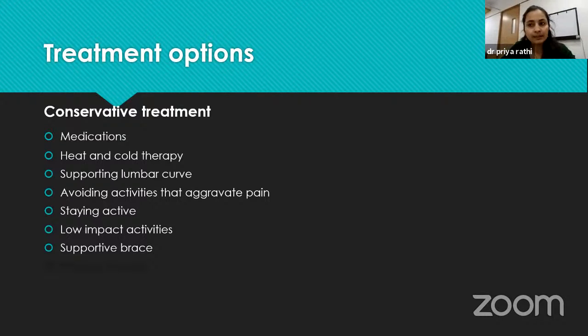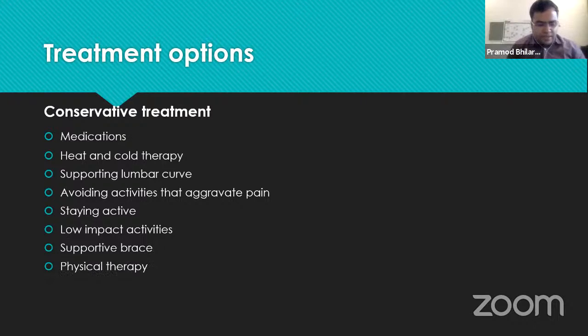Supportive brace, Dr. Bilare, any role in facetogenic pain? Absolutely not, it doesn't have. In fact, there is now level 1 and 2 evidence suggesting that supportive braces are not useful in most of our PIVD cases also. So I completely agree that for facetogenic back pain it is more of a psychological relief than anything it does to the patient. It will in fact do worse to the patient because it will weaken the paraspinal muscles and further cause instability. Yeah, I agree.